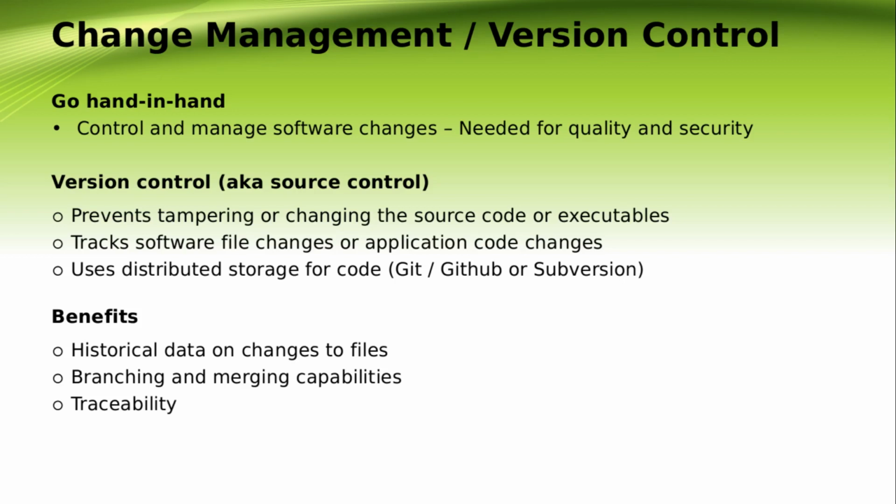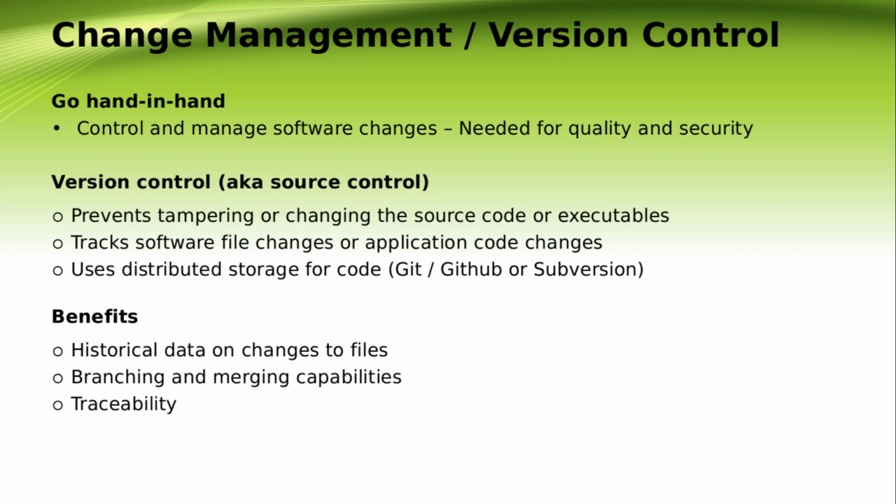historical data on changes to files, branching and merging capabilities, traceability. When used in a DevOps environment, version control is generally used as a predictor of performance because it can provide metrics for process improvement services.